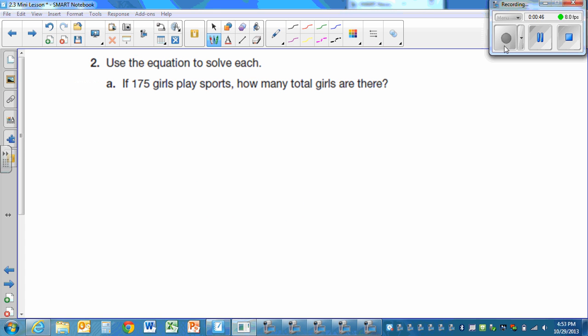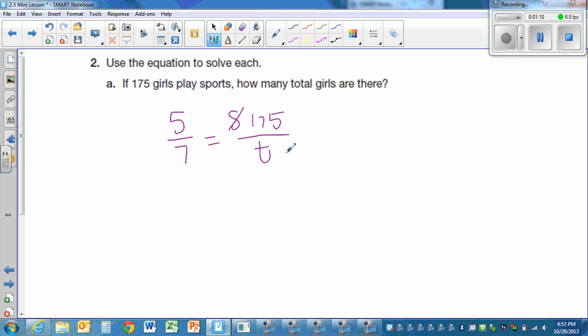Problem 2 says use the equation to solve each. So again, we had 5 out of 7 girls play sports. If 175 play, again the S is how many play sports, so we're going to replace the S with 175. How many total girls are there? Well, we can leave total girls as a T since we don't know what it is.